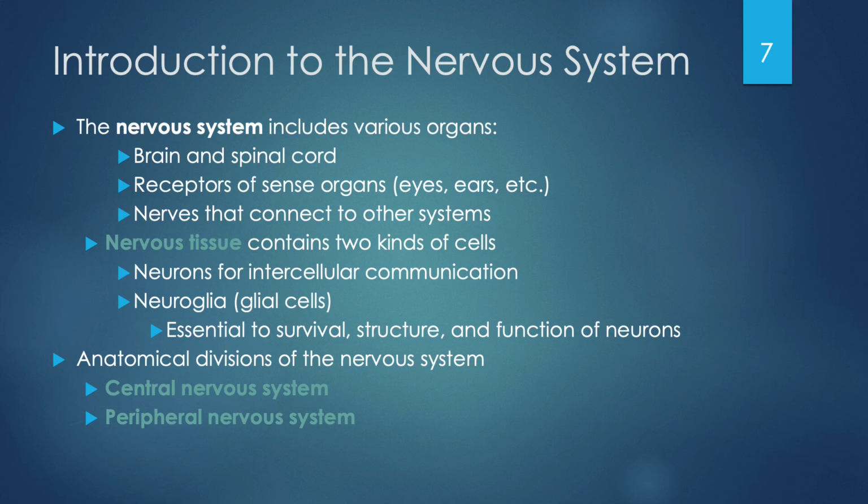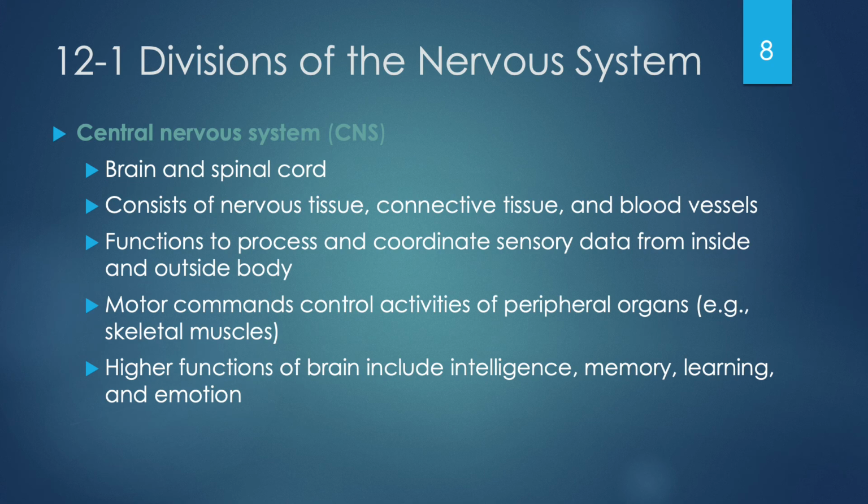So let's discuss a little bit in further detail the anatomic divisions of the nervous system. We'll discuss the central nervous system and the peripheral nervous system next. The central nervous system is what you usually think of when you think of the nervous system, because this is the brain and the spinal cord only. So within the brain and the spinal cord, this will include nervous tissue, but also there's connective tissue and blood vessels present within the central nervous system to support the brain and spinal cord. So this will function to process and coordinate all the sensory data that we're gaining from our environment, both external and internal of our body.